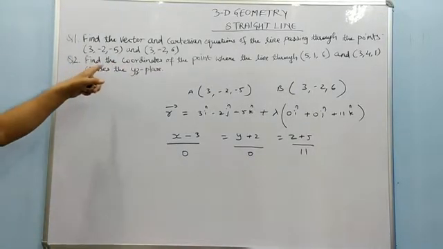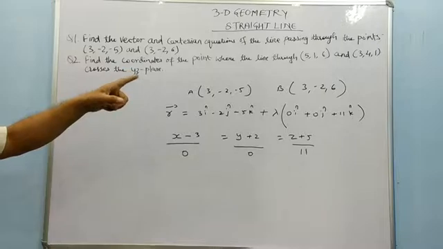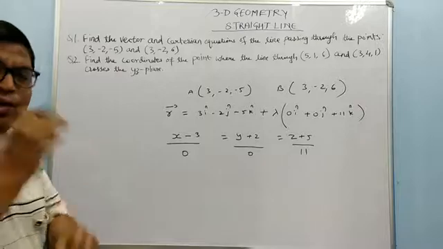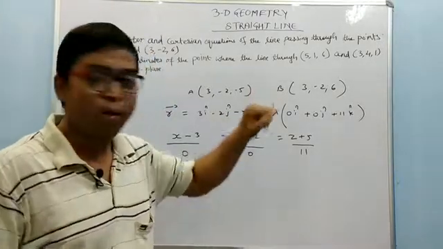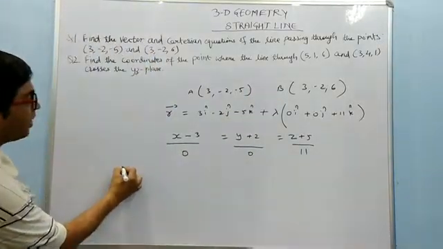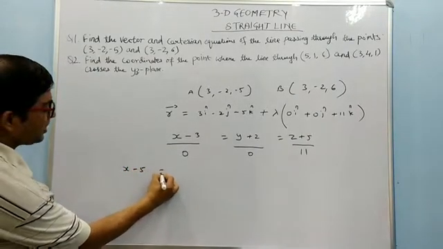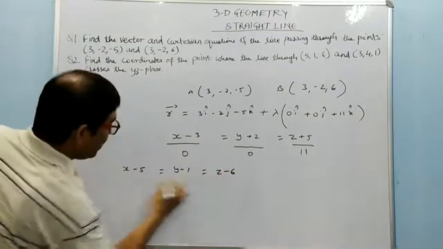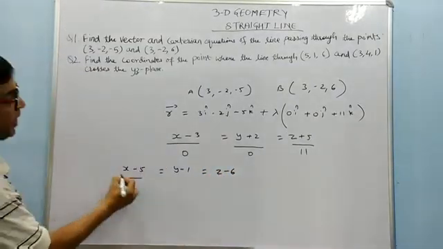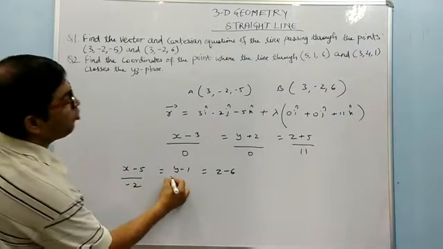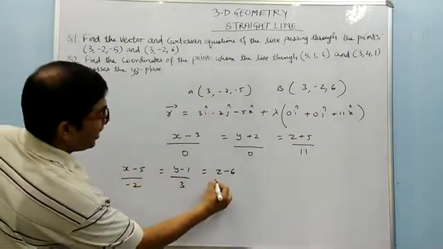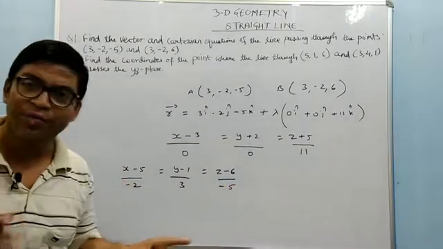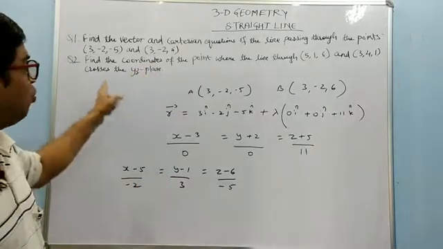Now go to question number 2. Find the coordinates of the point where the line through the two given points crosses the YZ plane. Firstly, we will find the equation through the two points. That will be x minus 5, and you just write in this fashion, y minus 1, is equal to z minus 6, divided by x2 minus x1, minus 2, y2 minus y1, this is 3, and this is minus 5. So this is the equation of a line passing through two points.